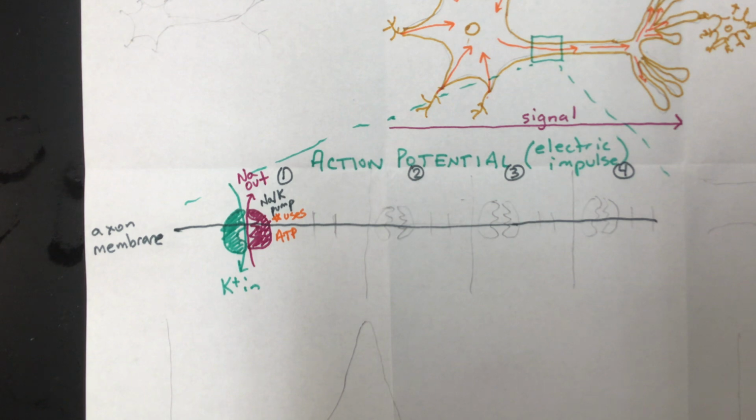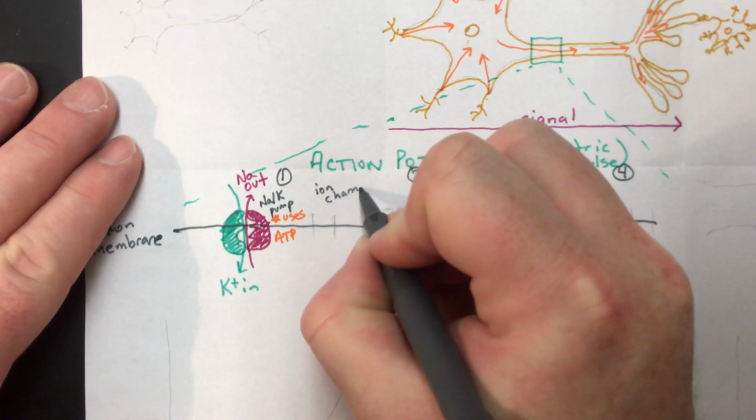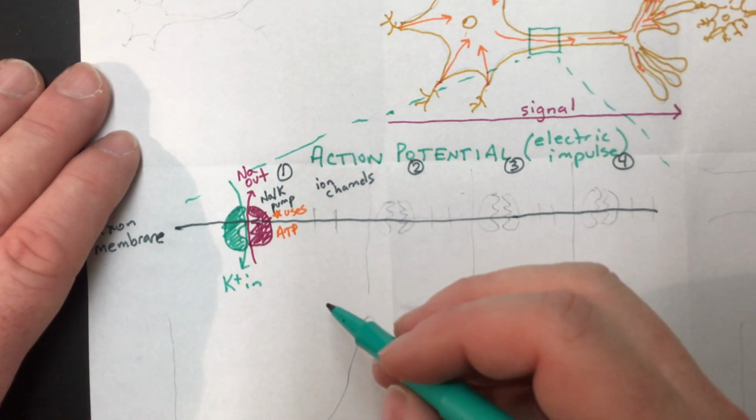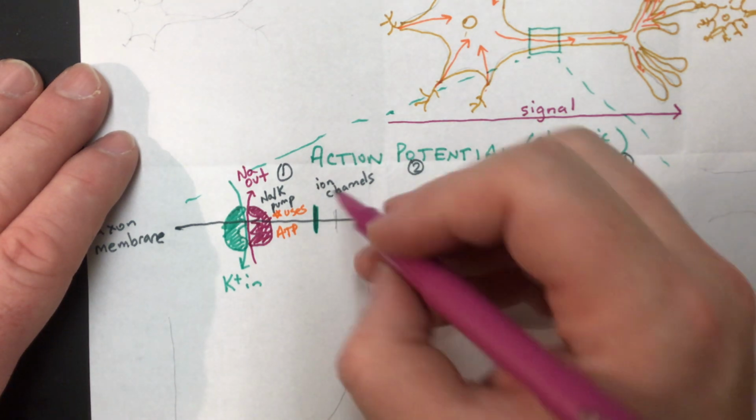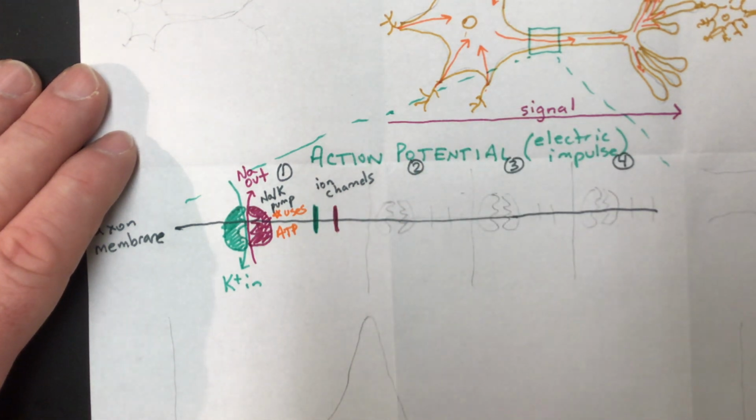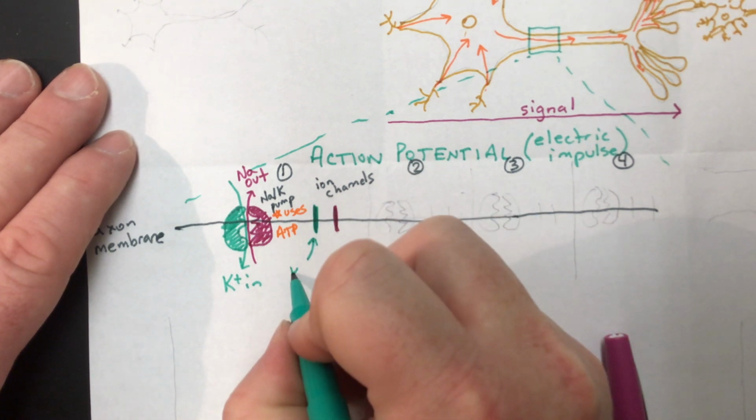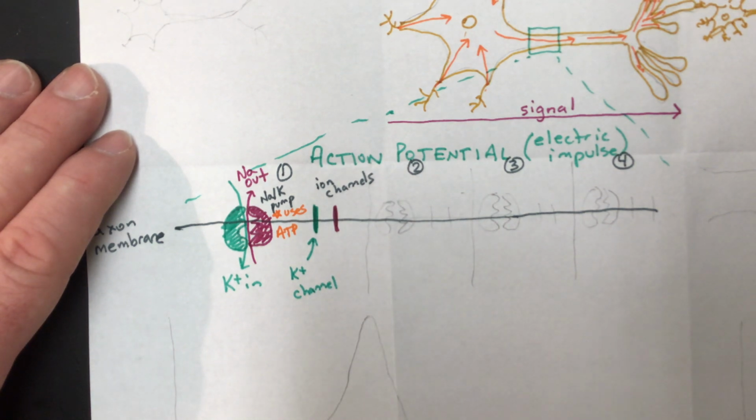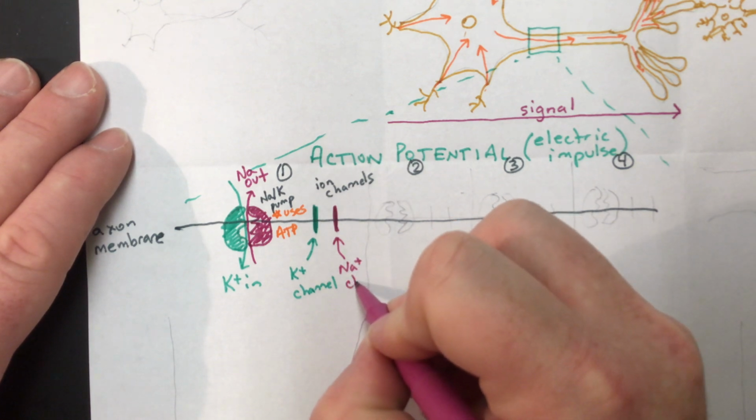Now, the other main players of this process are some ion channels. And these ion channels also have to do with sodium and potassium. So we'll draw them as some basic shapes here. So this shape is our potassium channel. And this shape right here is our sodium channel.